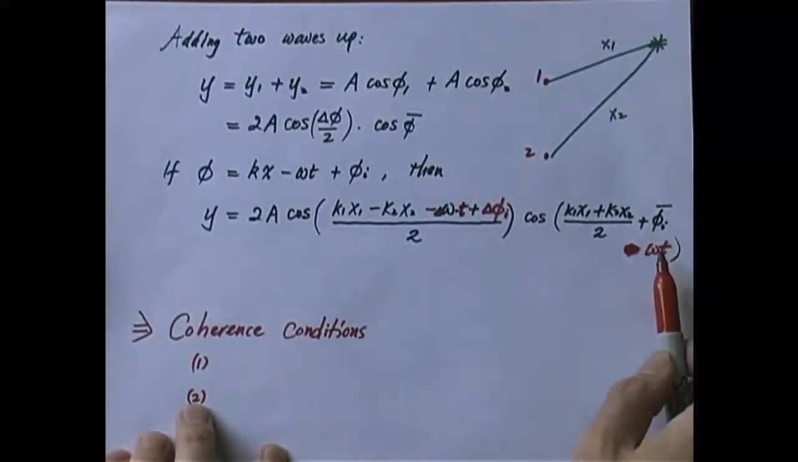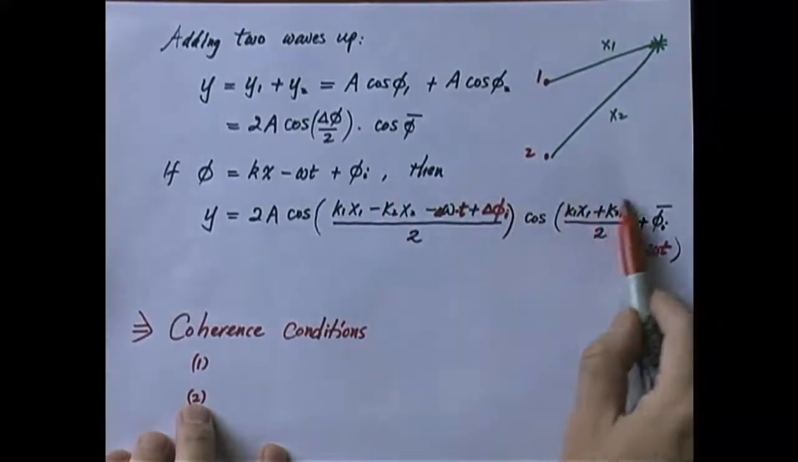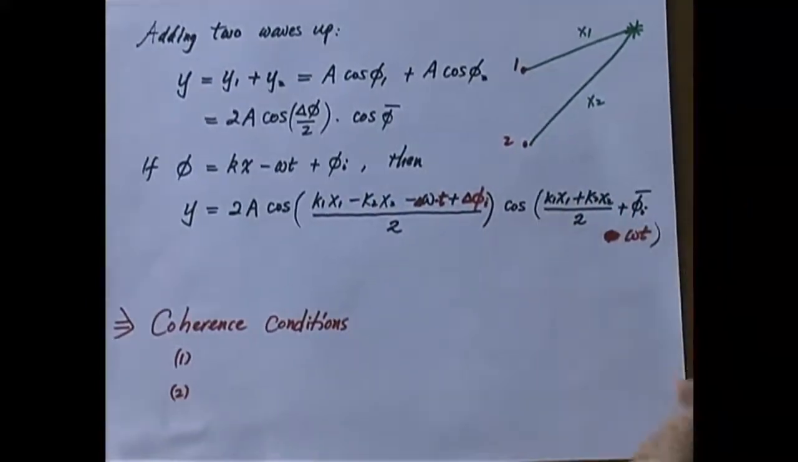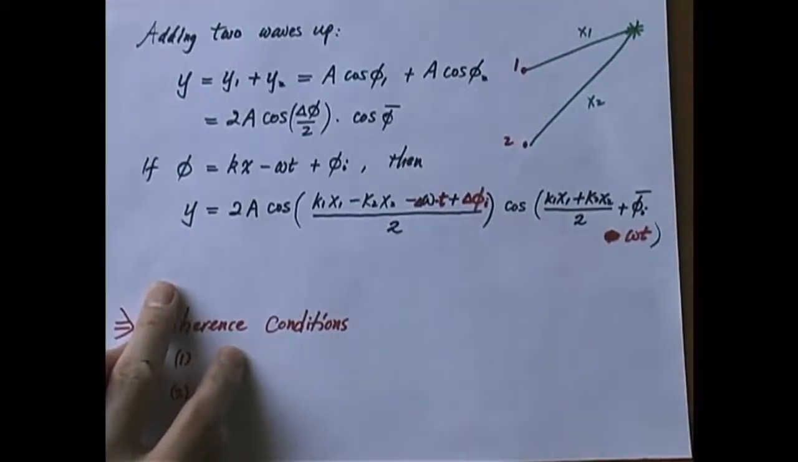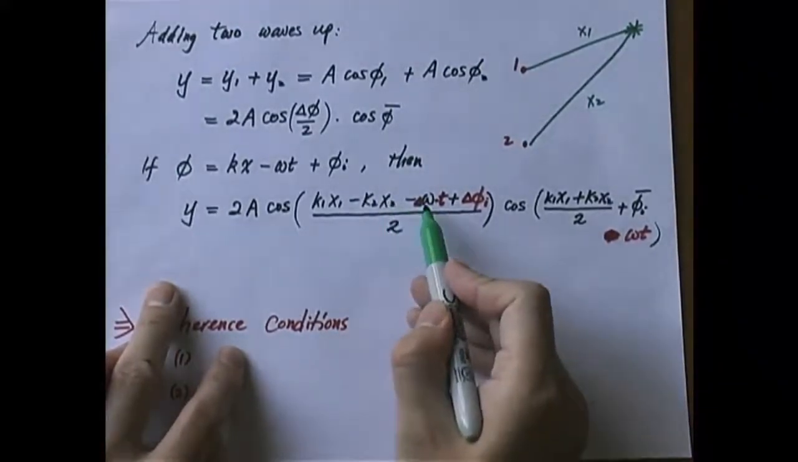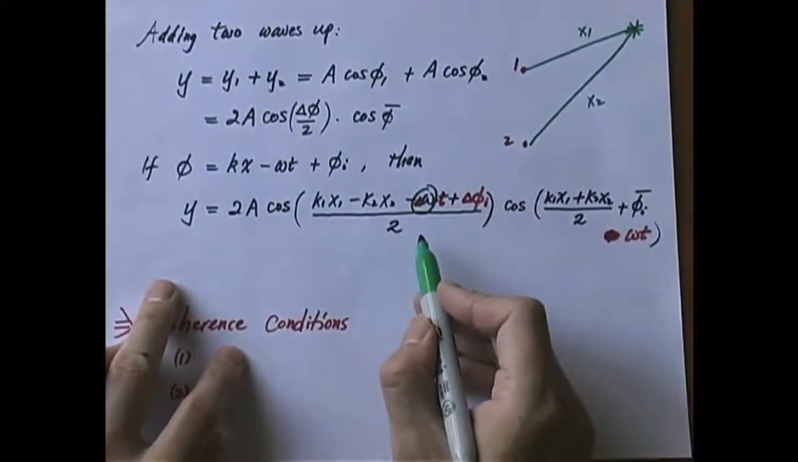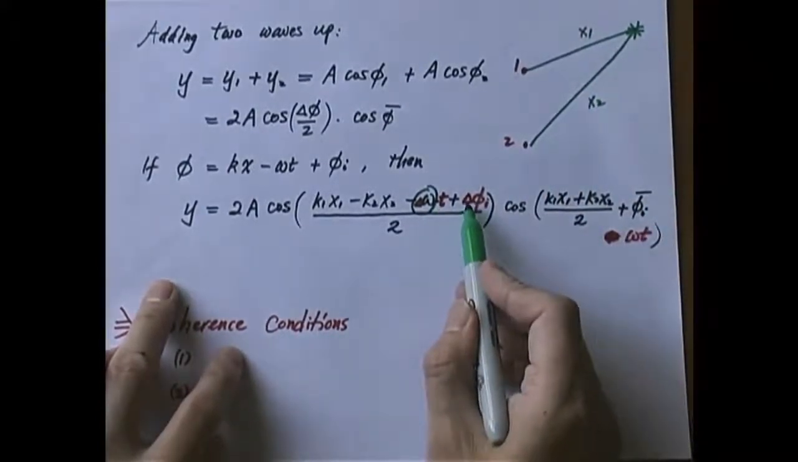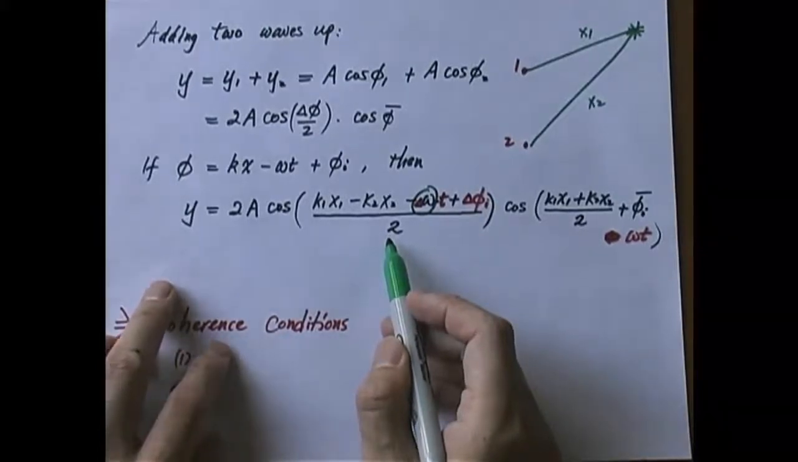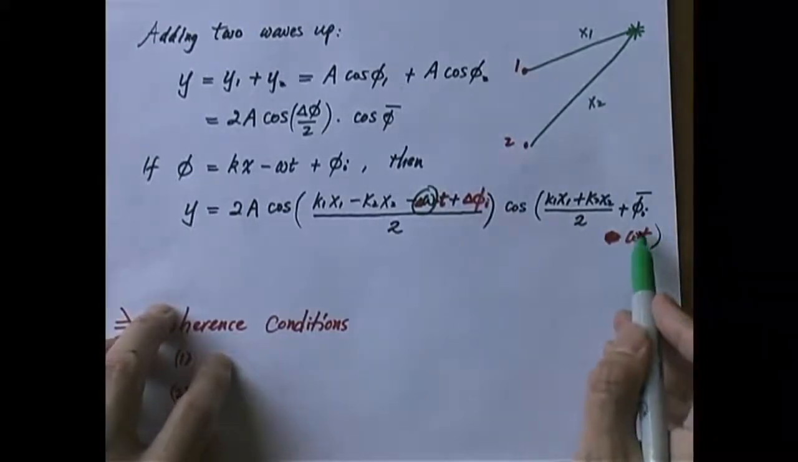Now let's add them together. Delta phi over 2, this is delta phi right here, and then phi average, this is phi average right here. Let's take a closer look at what we got. Over here you have k1 x1 minus k2 x2 minus delta omega times t. See, there is a delta omega, the difference in the angular frequencies of these 2 waves, times t, and then plus the difference in initial phase divided by 2. Then followed by another cosine function. That cosine function varies as a function of time with omega.